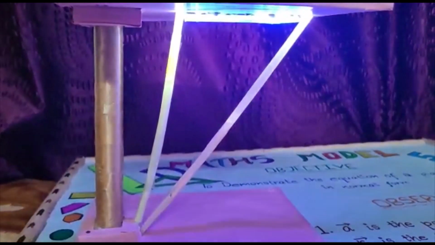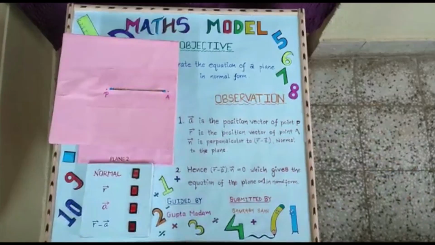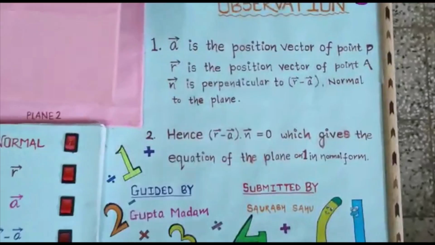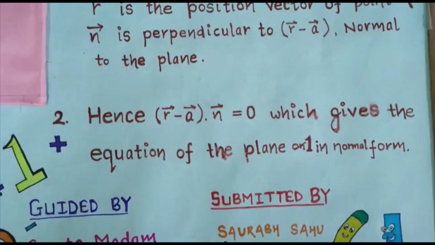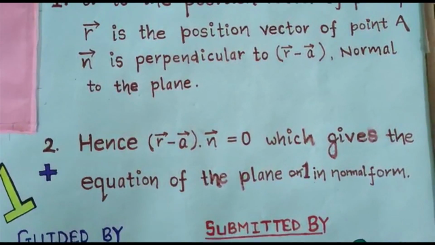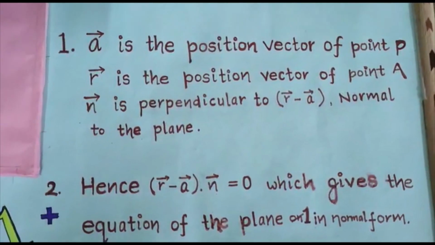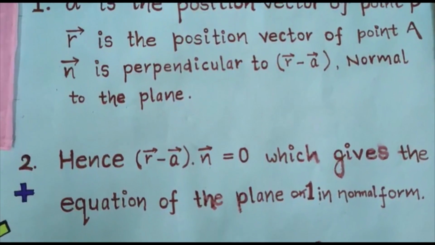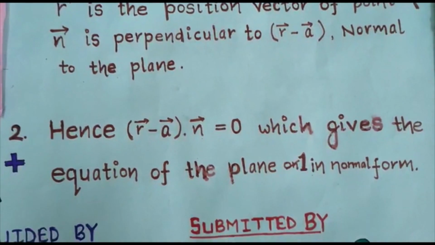R vector minus A vector is perpendicular to the N vector, so (R vector minus A vector) dot N vector is equal to the modulus of (R vector minus A vector) into the modulus of N vector into cos 90 degrees. Since cos 90 degrees is equal to 0, (R vector minus A vector) dot N vector is equal to 0, which gives the equation of the first plane in normal form.